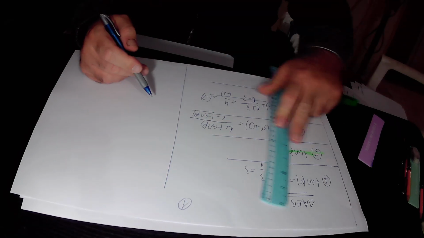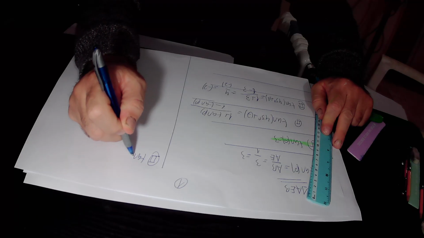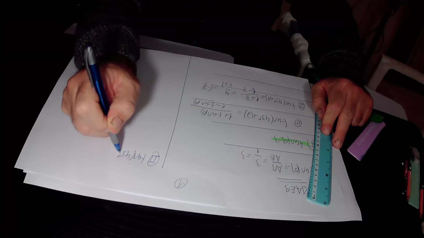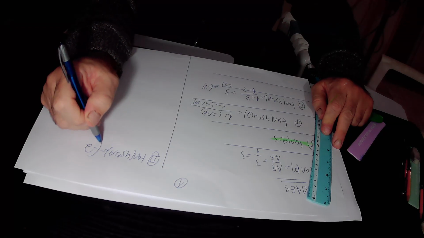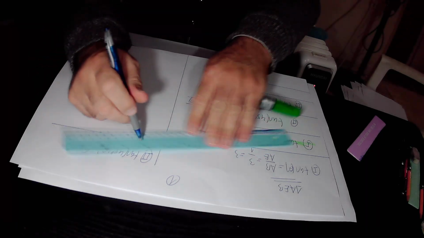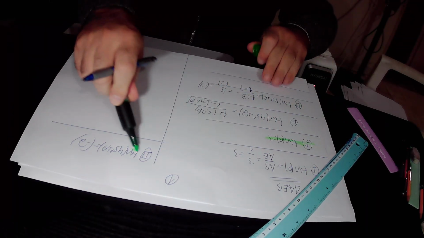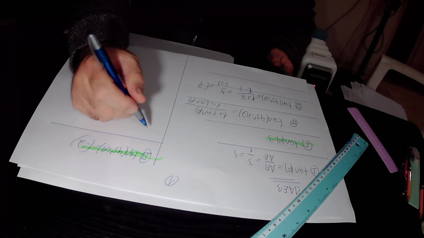Coming to equation 2, tangent of 45 degrees plus theta equals minus 2. This is according to equation 2. Well, according to equation 1, we already found out that tangent theta equals 3.